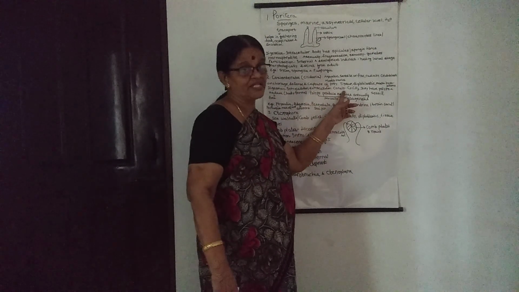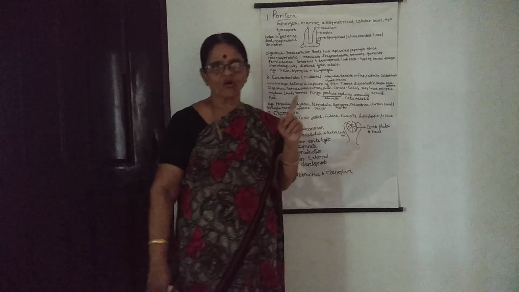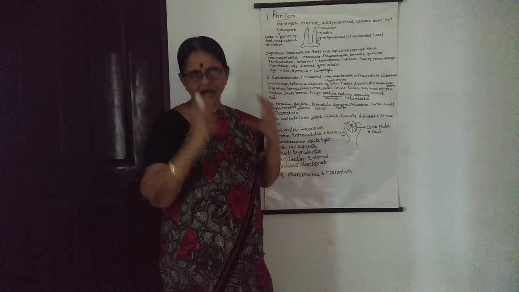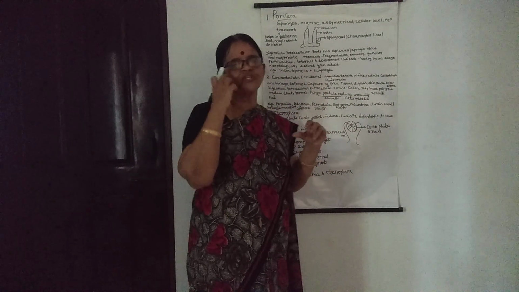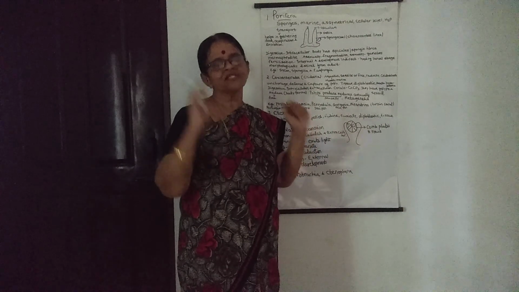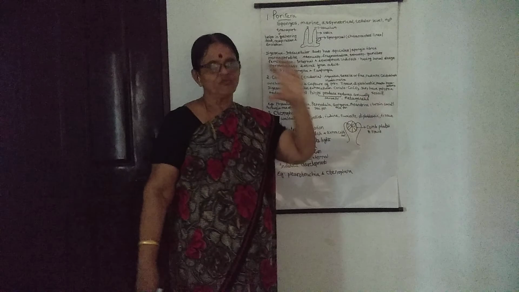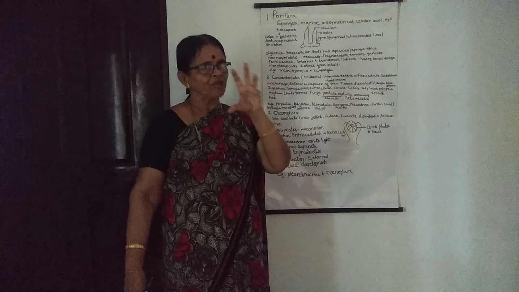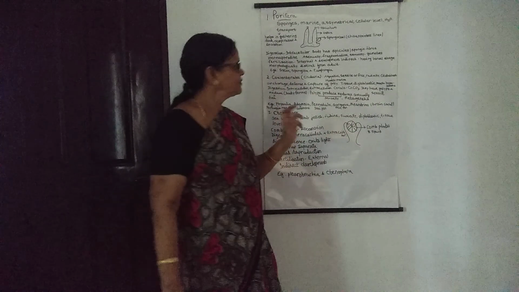Then we have the corals. Mainly under the coelenterates, we have the corals which are hard, and you can see them in the sea. They are hard because they are made up of calcium carbonate. Now you know your bones and your teeth are also hard because of the deposition of calcium, phosphorus and other minerals. Here it is mainly calcium carbonate which gives the corals a hard structure, and when you touch them also they are very hard because they have calcium carbonate.